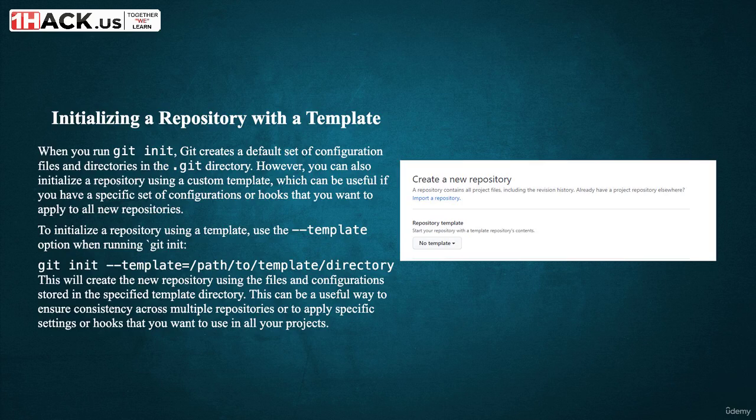template directory. Using a custom template can be a useful way to ensure consistency across multiple repositories or to apply specific settings or hooks that you want to use in all your projects. This can help streamline your Git-based workflows and make it easier to manage a large number of repositories.